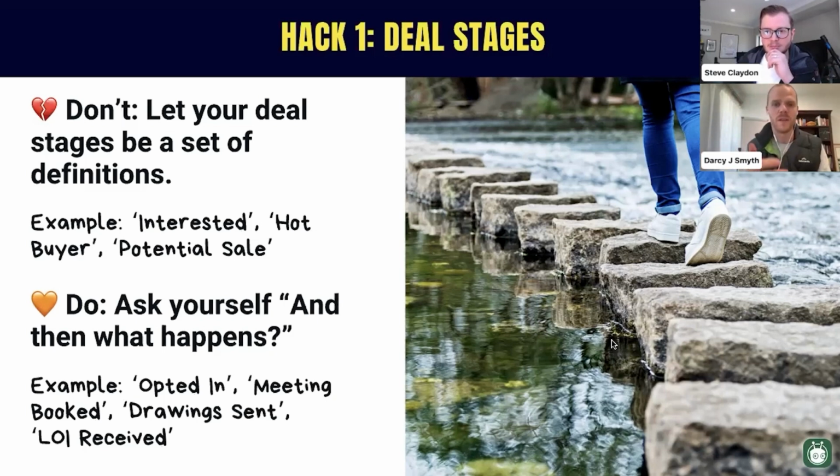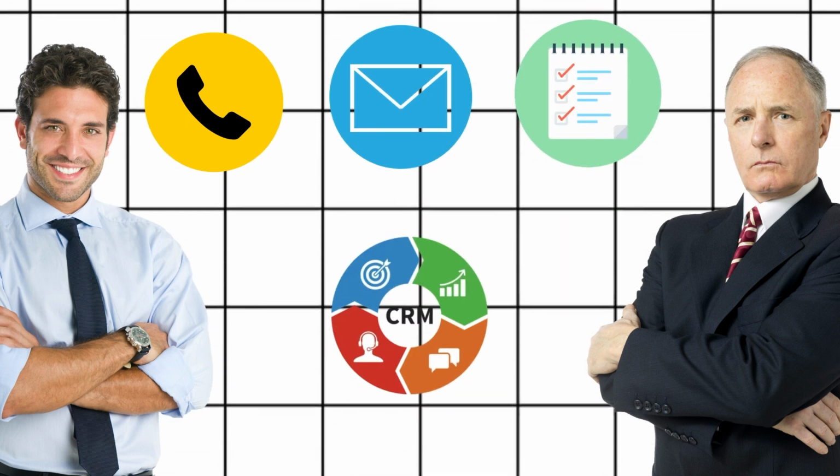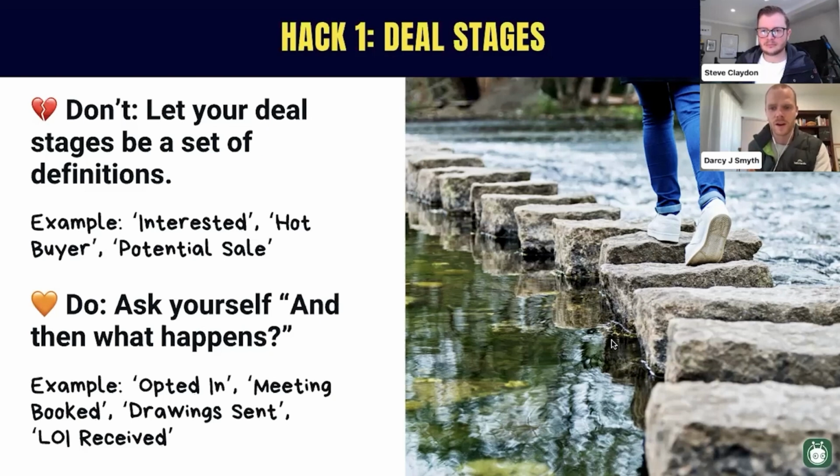I'll give you an example. In the Ron example, it was something along the lines of cold lead, warm, interested, hot buyer, closed, something like this. Now, the problem with that is this. I'll show you why that's a problem. Imagine you walked into your first day in a sales job and your boss said to you, hey, Steve, here's your phone, here's your email address, here's a stack of leads, there's the CRM, have at it. So Steve logs into the CRM and the first thing he sees is that pipeline.